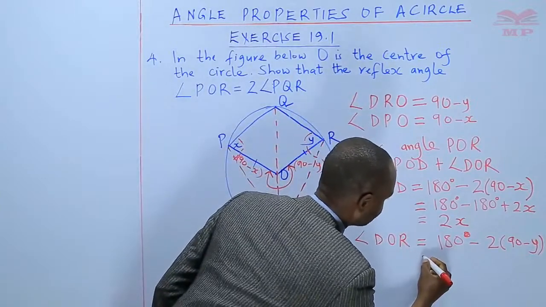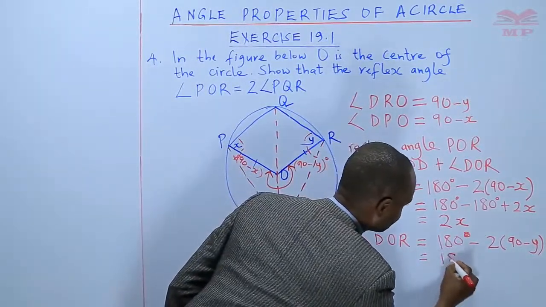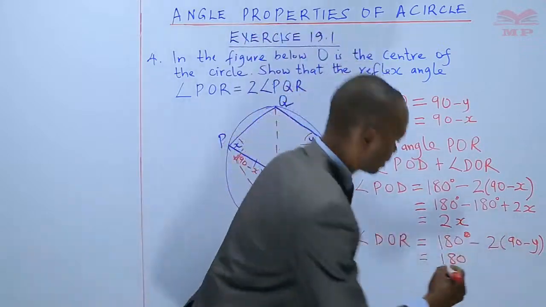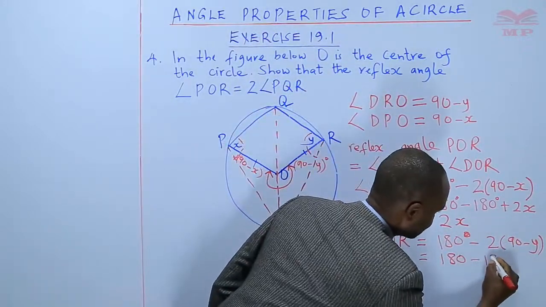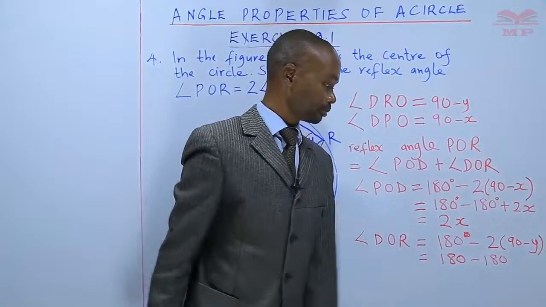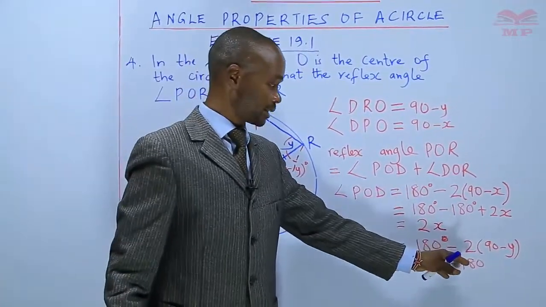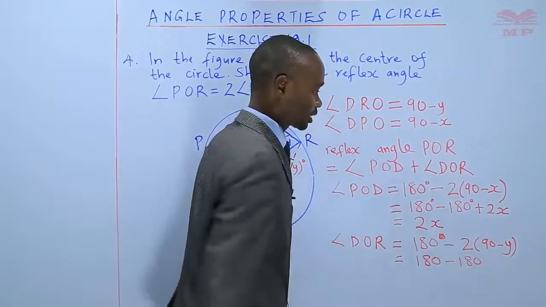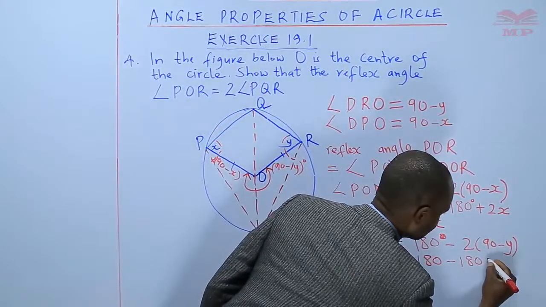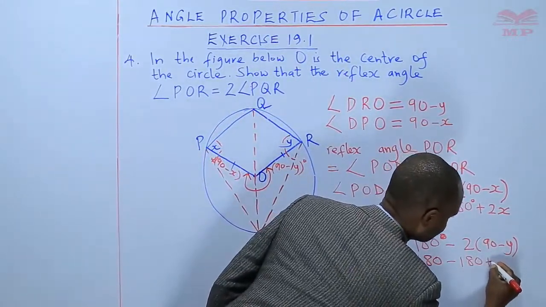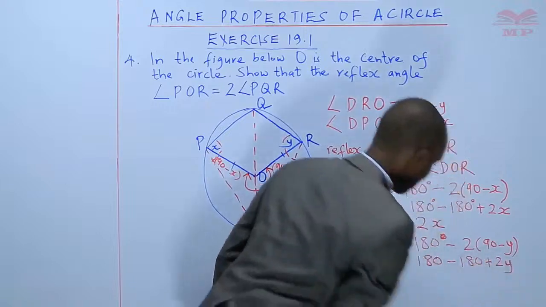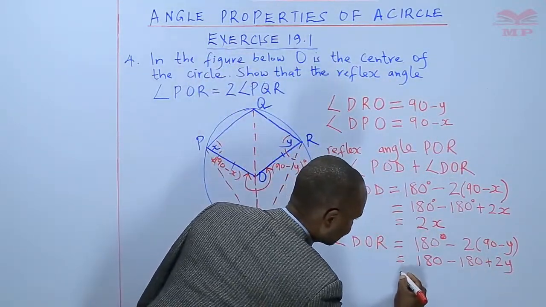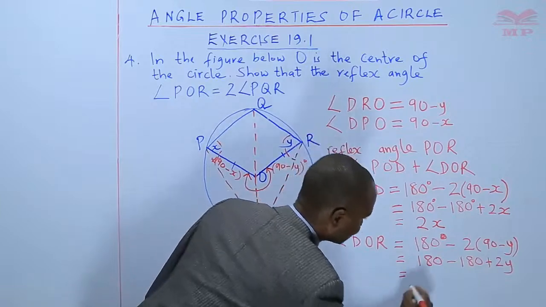So it comes to 180 minus 2 times 90, you get minus 180. Minus 2y times minus y, minus times minus is positive. So you get which value? Plus 2y. So the value of angle DOR is equal to what? 2y.